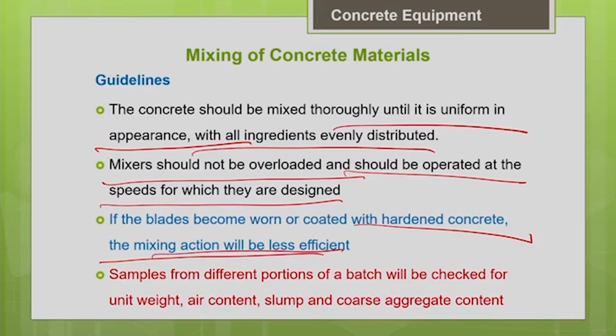Once the concrete is made, you have to take samples from different portions of the batch, and you should check for uniformity. For that also the codes give you the guidelines. You take the samples and check for the fresh density, air content, slump, and coarse aggregate content. You do the sieve analysis and check the coarse aggregate content. The difference between these samples should not be more than the permissible difference. That limitation is given in the codal guidelines. You have to check for that to ensure the homogeneous mix.